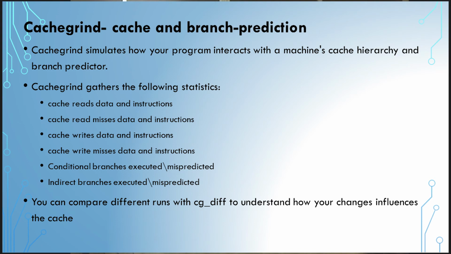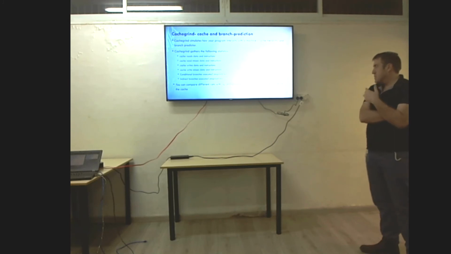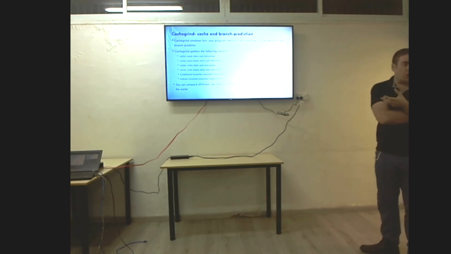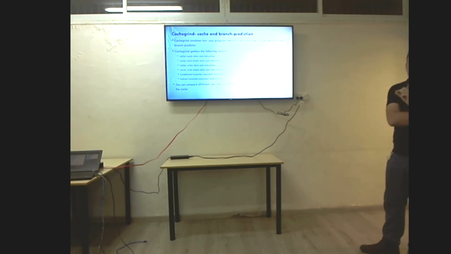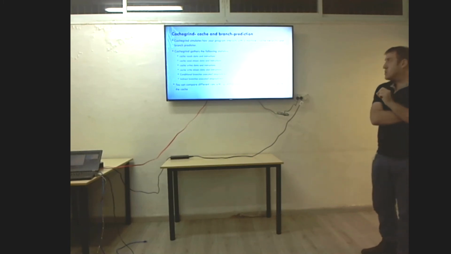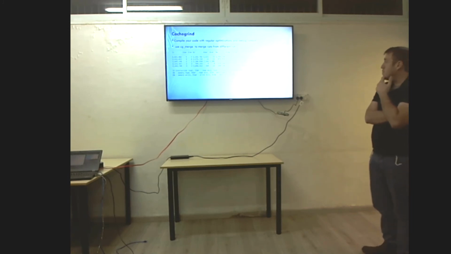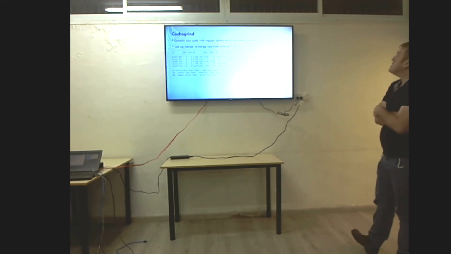You can change something small in your application, run it again, and use CGDiff to see the difference between the runs, and understand what the small diffs did. It's hard to understand the cache, I think. I will talk about it in a second. This is the output.